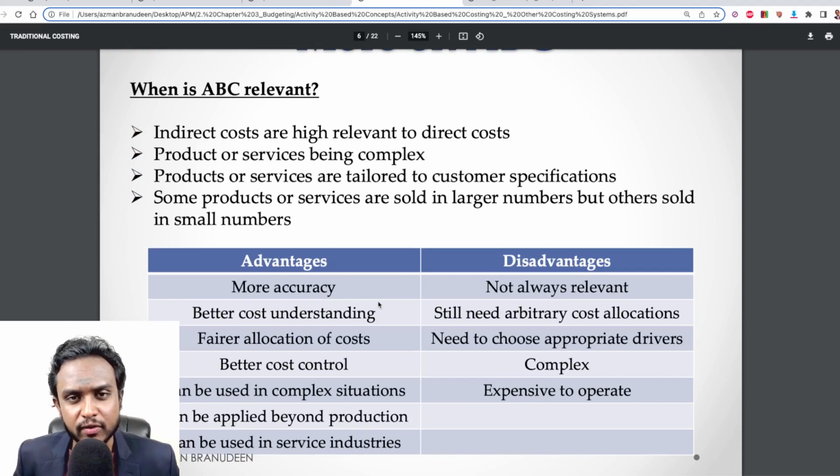You do look at all of these aspects. ABC is relevant when indirect costs are high, and the products and services you're offering are complex and tailor-made to customer specifications, and when you have some products or services that are being sold in large numbers, but others that are being sold very few. Like in my case, in my portfolio, I have services that are selling in large volumes, and I have services that are selling very few. So you have to have an understanding of ABC.